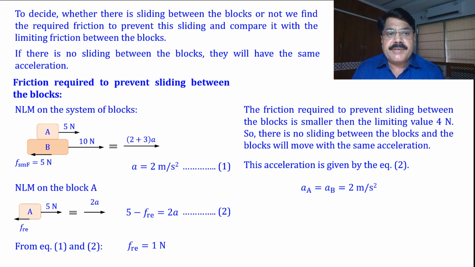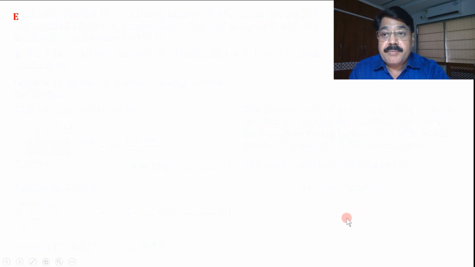Now we take the same example with somewhat different values of forces so that there will be sliding. I am saying there will be sliding, but by observing the values, you cannot say whether there will be sliding or not. So let us come to the next example.